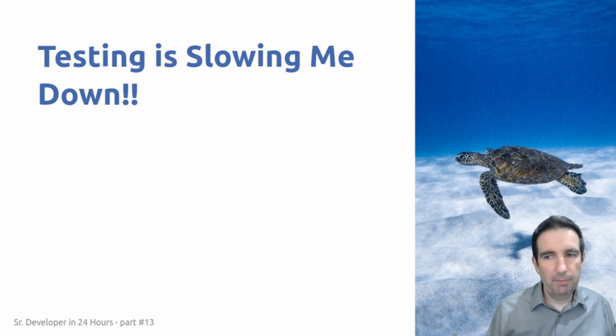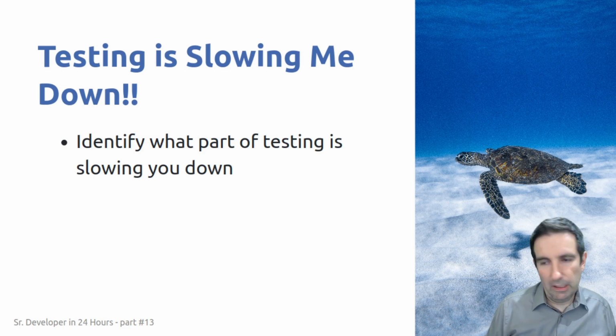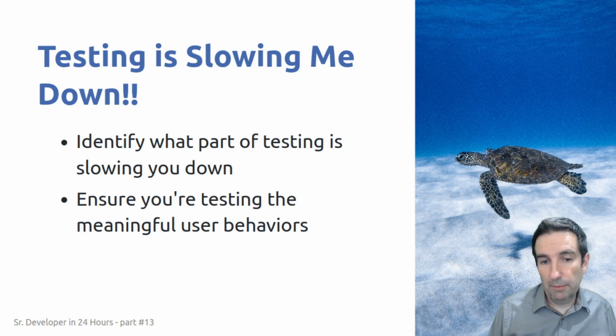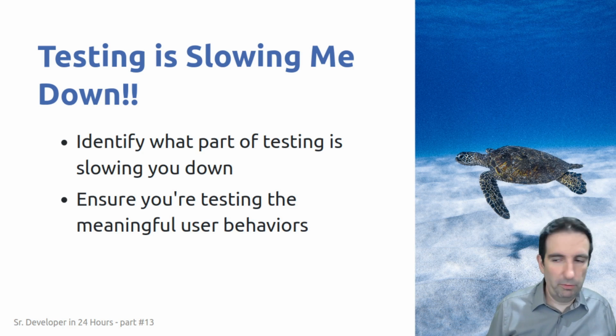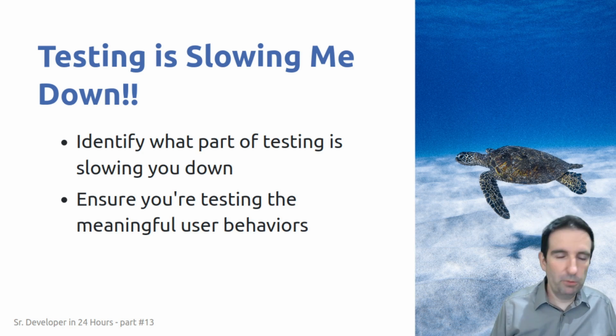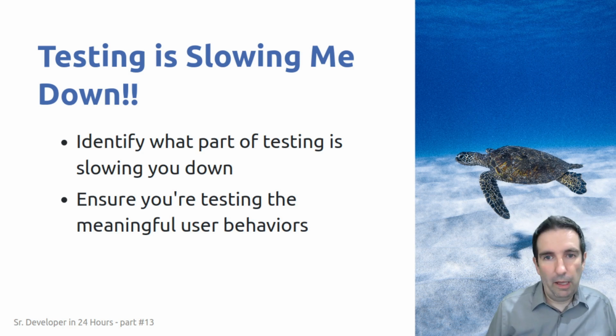All right, but what happens if all of this testing is slowing me down? Well, you want to identify which part of the testing is slowing you down. We want to ensure that we're testing meaningful user scenarios and user behaviors. Again, let's focus on critical user journeys. If we're creating integration tests, we don't have to test everything. We don't have to test every combination. We don't have to test every business rule. A lot of those things should be tested as a unit test. And the rest, we're testing it as we go here.